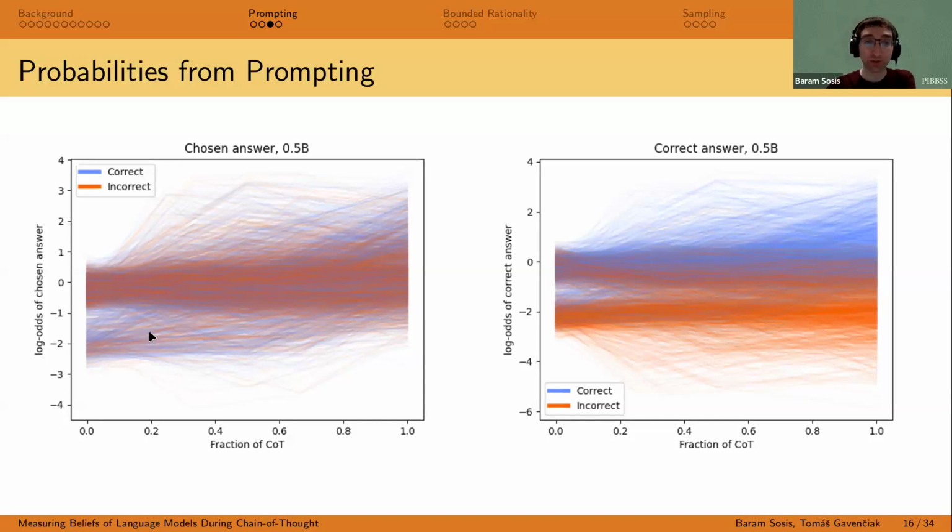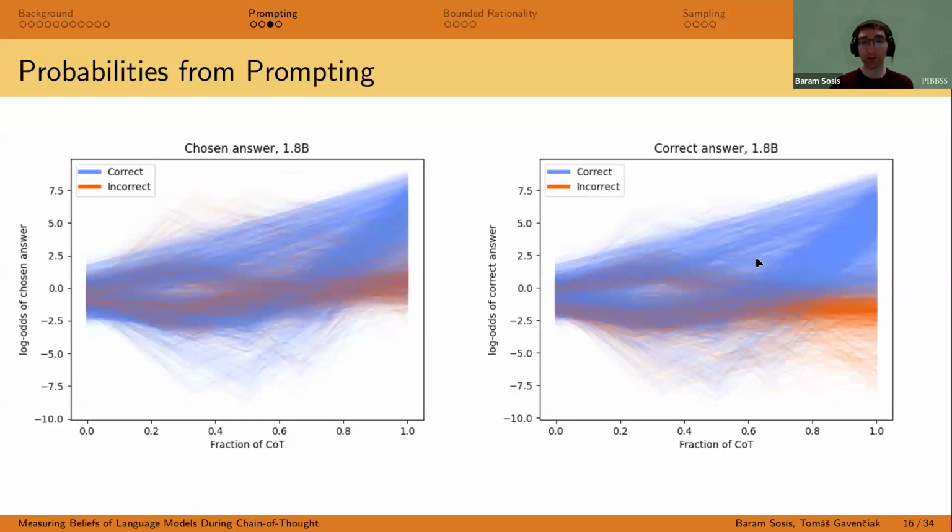So on the left-hand side, we're generally going to see both of those go up towards the right. Whereas in the right-hand plot, the blue trials will generally go up, because the probability it assigns to the correct answer is going up. Whereas on incorrect trials, the log odds of the correct answer will go down, because it's picking a different answer. So generally, you're going to see a split on the right-hand side plot between the blue and the orange trials. What you see here is not so obvious with this smaller model. It's somewhat more obvious with some of the other models.